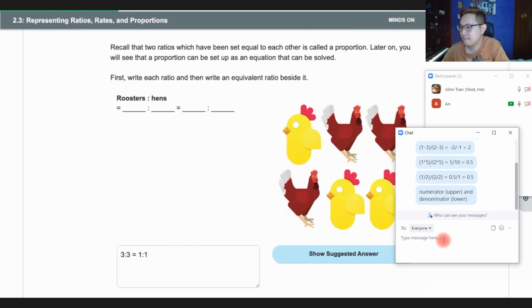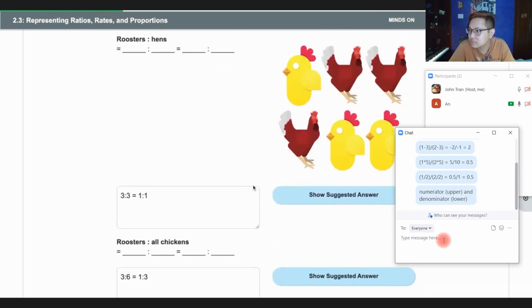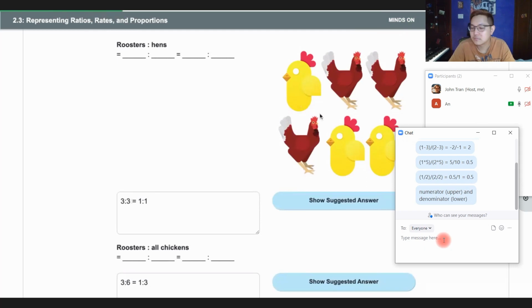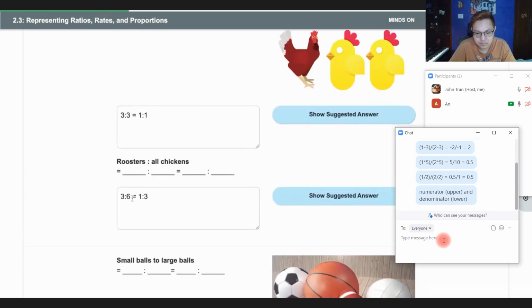Recall that two ratios which have been set equal to each other is called a proportion. Later on, you will see that a proportion can be set up as an equation that can be solved. First, write each ratio, and on the right, an equivalent ratio beside it. Rooster to hen: there are 3 hens and 3 roosters, so it's 3 to 3, equal to 1 to 1. Rooster to all chicken is 3 to 6, which is equal to 1 to 3.